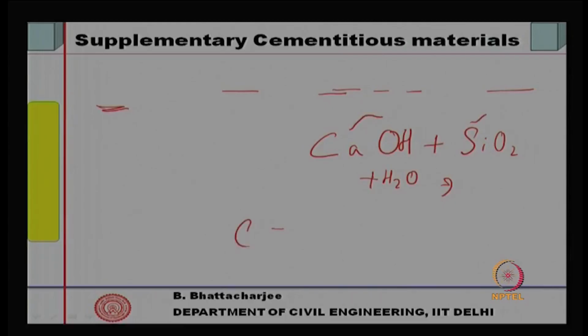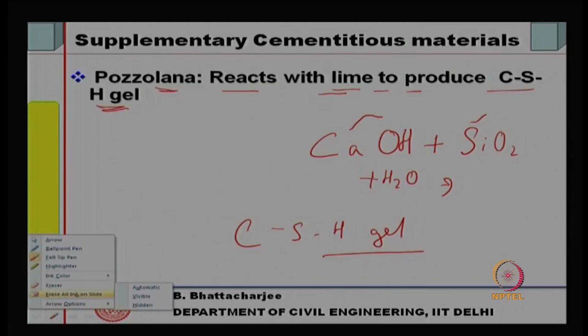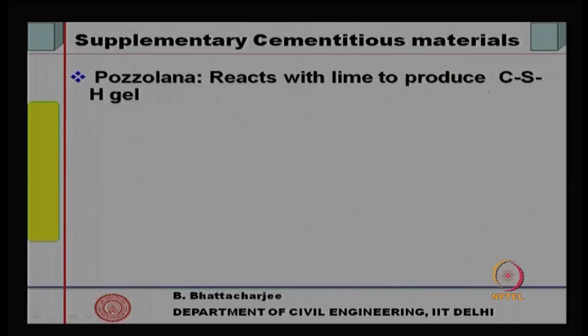So, actually they produce CSH gel. Now, from the original name of the volcanic ashes, this class of materials are called pozzolana. The pozzolanas are those materials, basically reactive silica, which react with lime in presence of water to produce CSH gel. Volcanic ash are natural pozzolana.